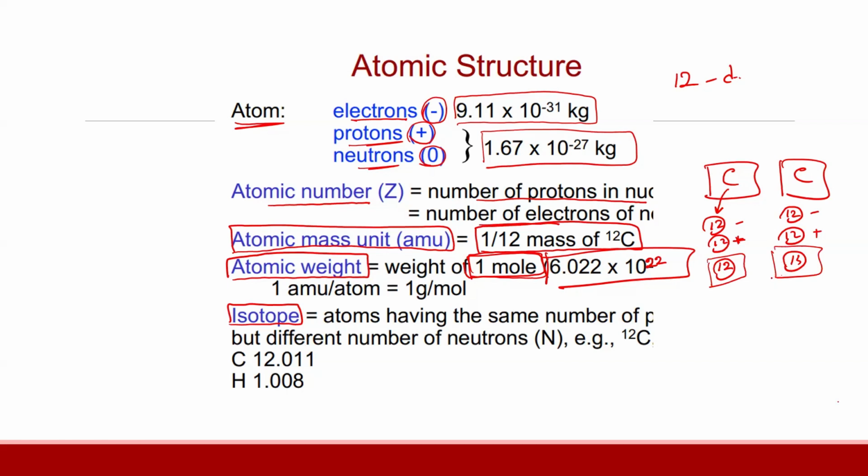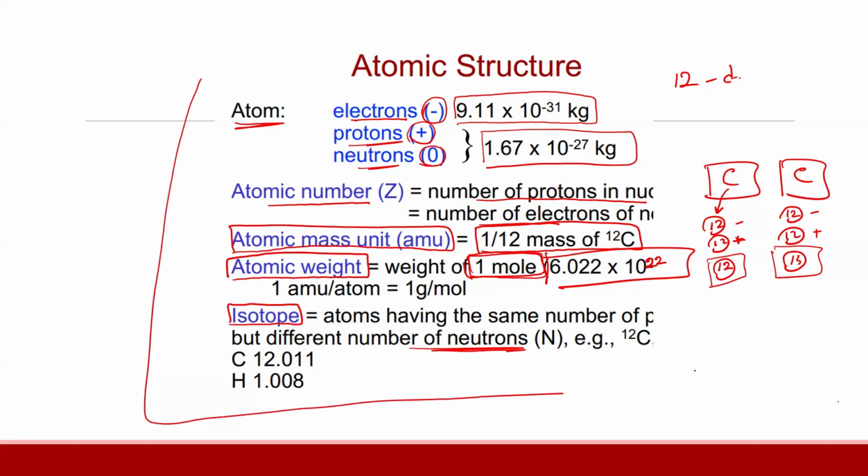So these two types of carbon, we call that isotope. So atoms having the same number of protons and electrons, but different number of neutrons, we call them isotopes. Does that make sense? Yes. Okay, so these are just definitions. I hope you all understand the definitions. We are going to use these names and you should have that understanding.